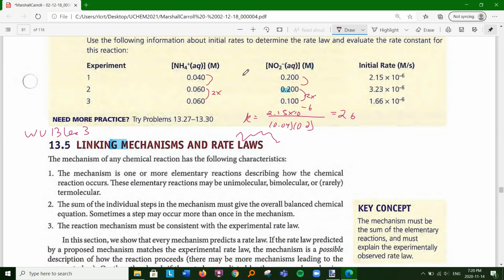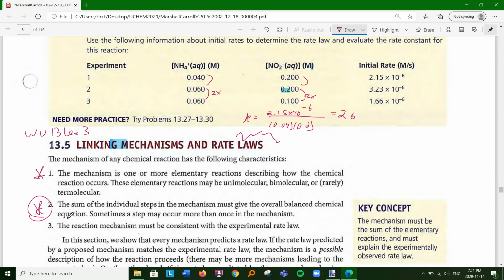We've already talked a bit about reaction mechanism, a series of elementary reactions describing how a chemical reaction will occur, as we see on page 635. So I'll just read here. The sum of the individual steps gives the overall balanced chemical equation. Sometimes a step may occur more than once in a mechanism. Yeah, that can happen too.